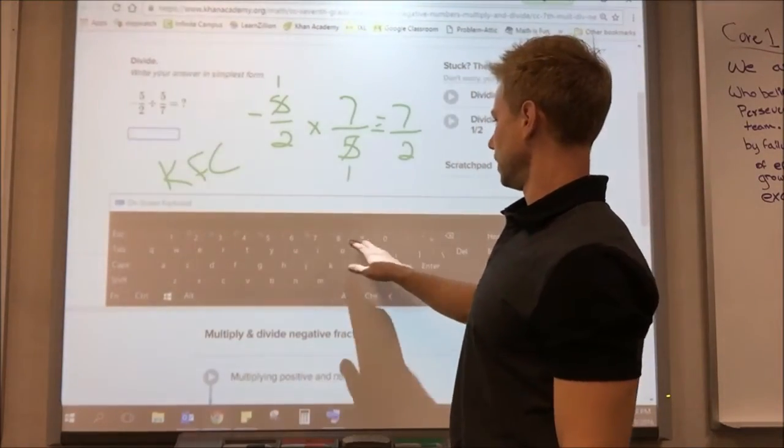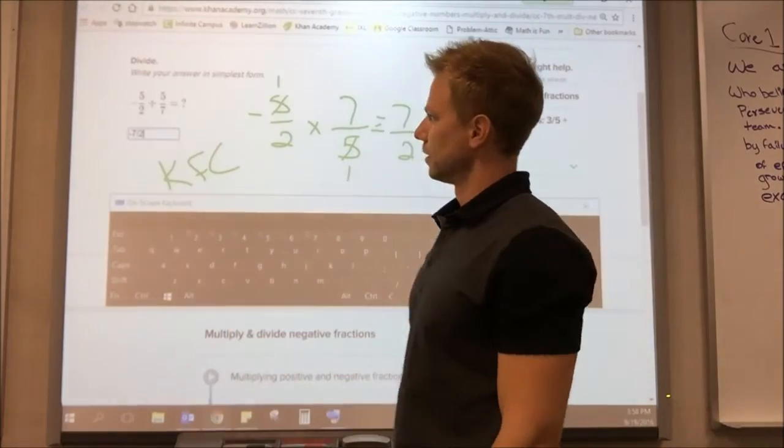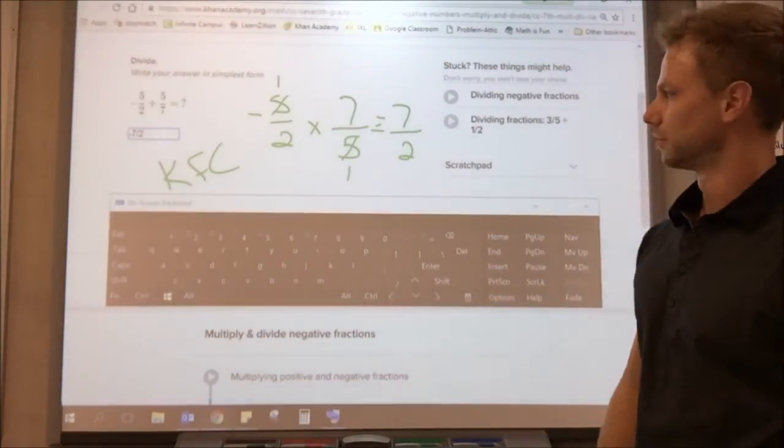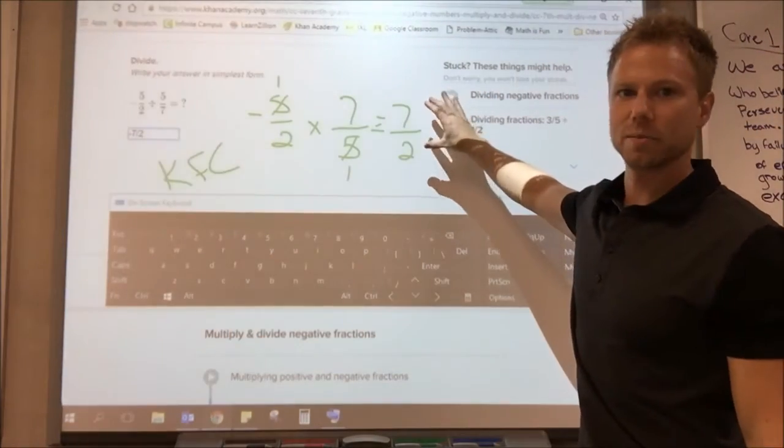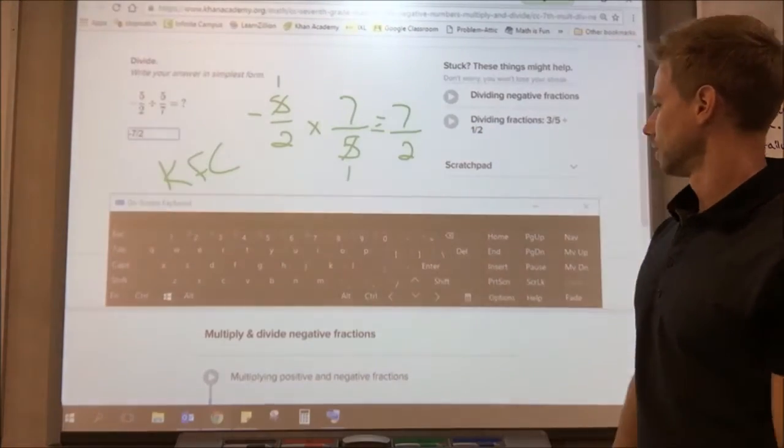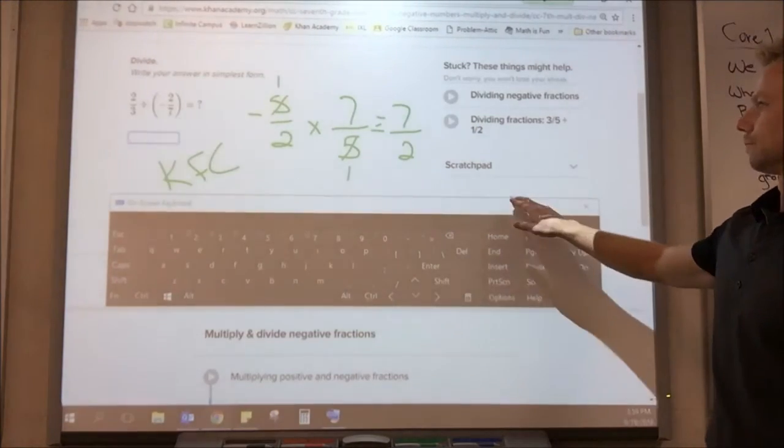Now, Khan Academy doesn't mind if you leave it as an improper fraction. So I could divide to get a mixed number, but I don't have to. I can leave it just like that. Okay?